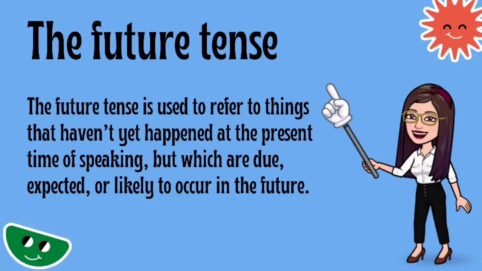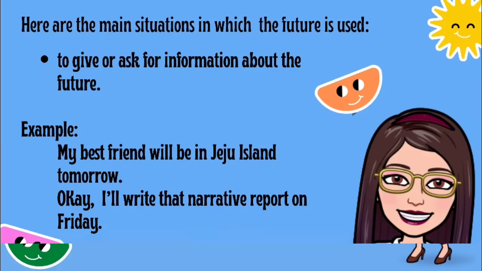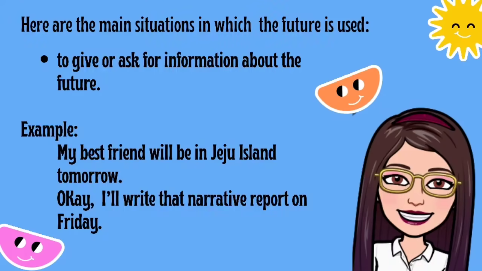Now let's move on to the future tense. The future tense is used to refer to things that haven't yet happened at the present time of speaking, but which are due, expected, or likely to occur in the future. Now here are the main situations in which the future is used.